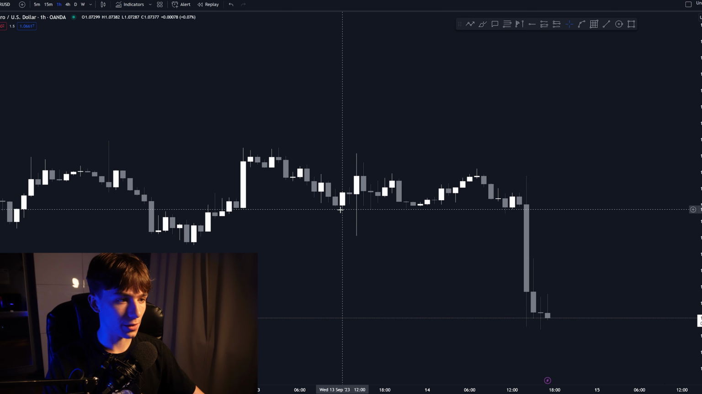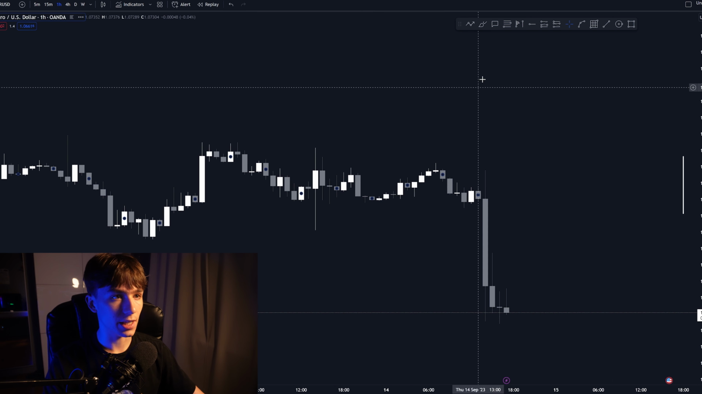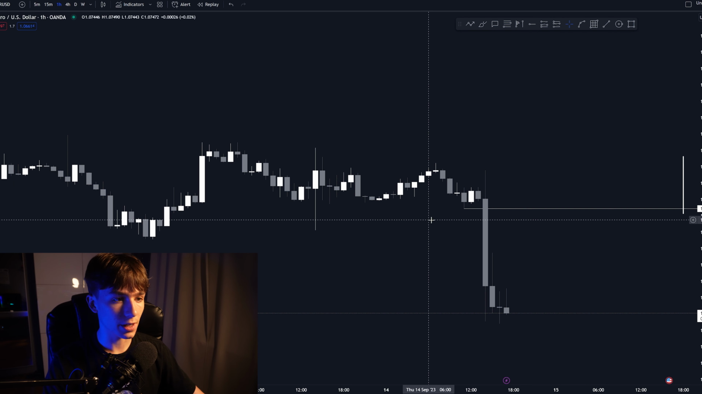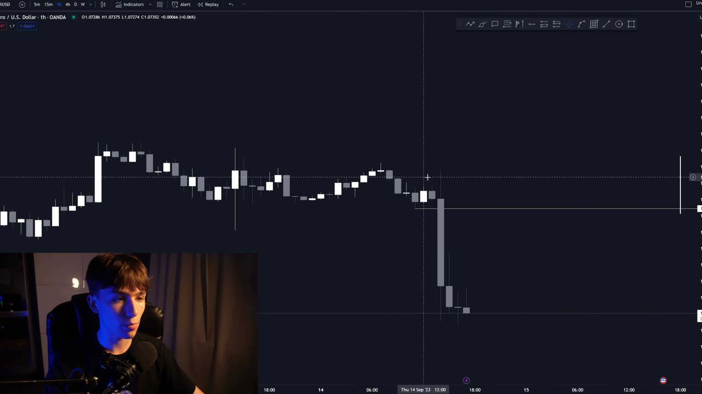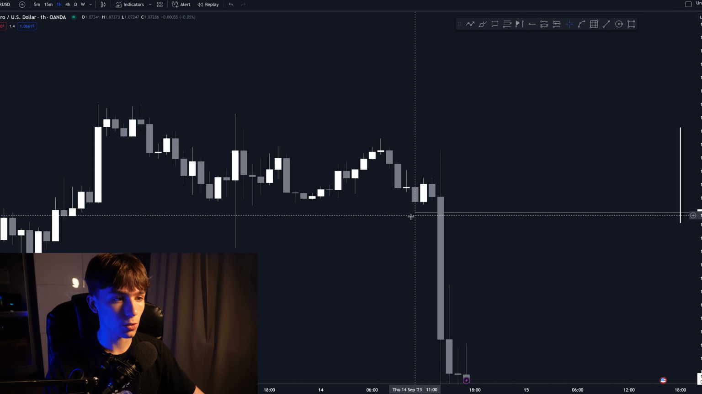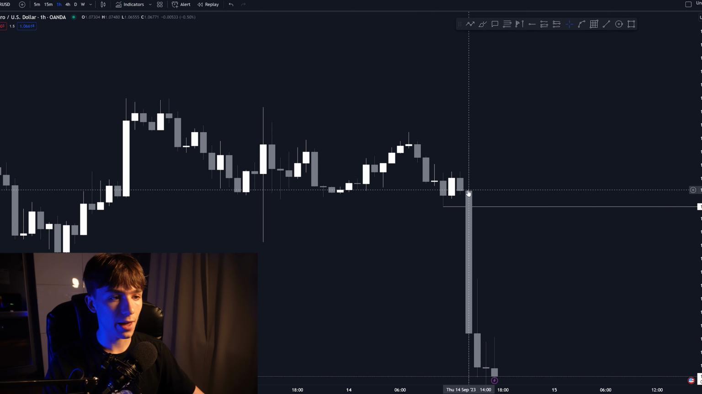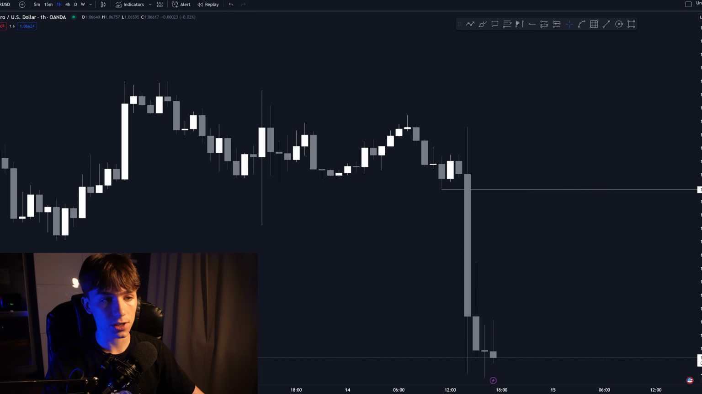So the low right here is basically here. This is a low, right? Because we have a downwards candle followed by an upwards candle, and we take the lowest wick of the 2 candles. This is the lowest wick. So this is the break of structure. As you can see, the candle closed below the low. So this is a break of structure to the downside.